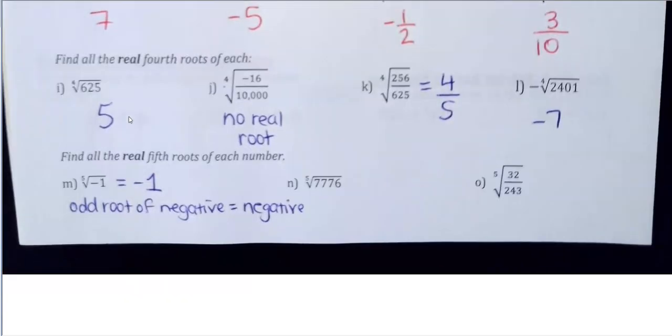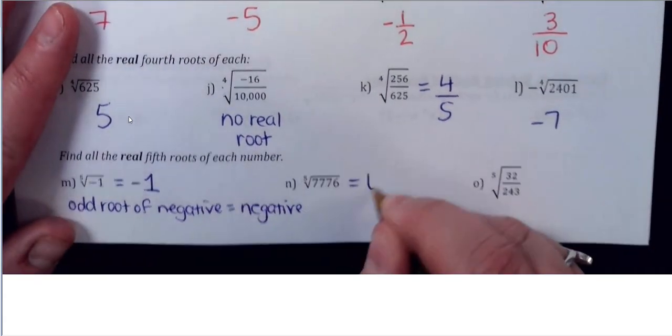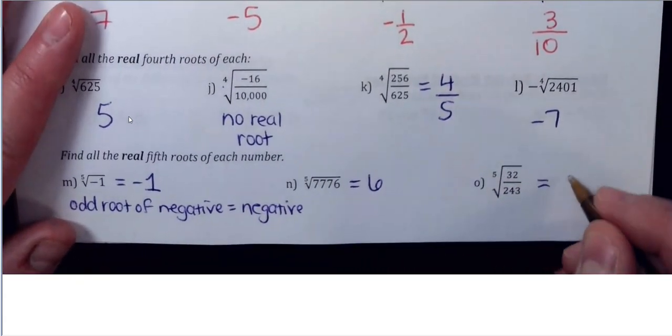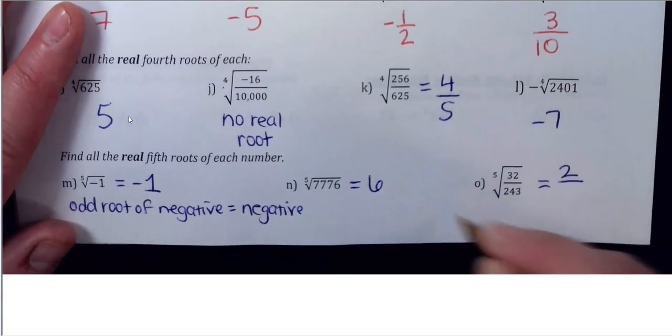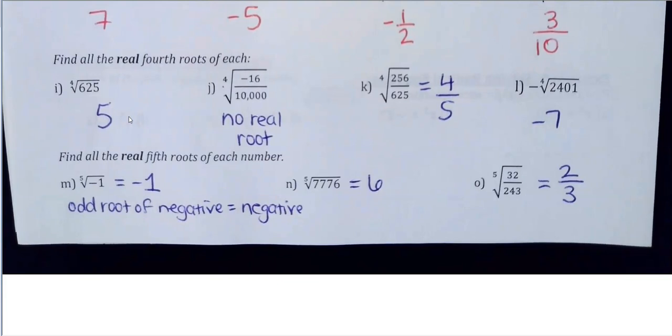What about the fifth root of 7,776? 6, done. All right, and then the last one, this is just going to be a fraction. The fifth root of 32 is 2. The fifth root of 243 is 3, so that one would simplify to be 2/3. If you have an odd root of a negative number, the answer will be negative. If you have an odd root of a positive number, the answer will be positive.